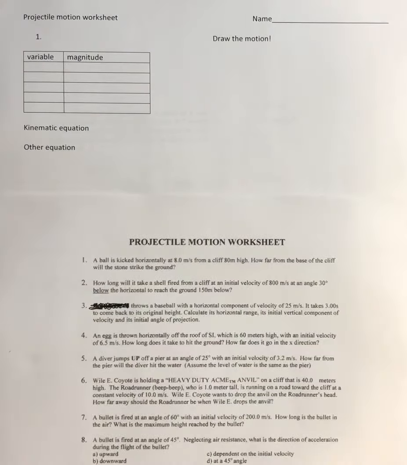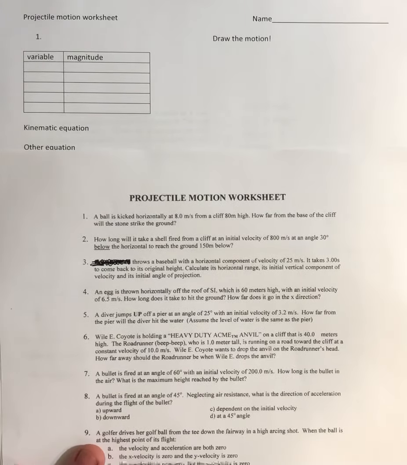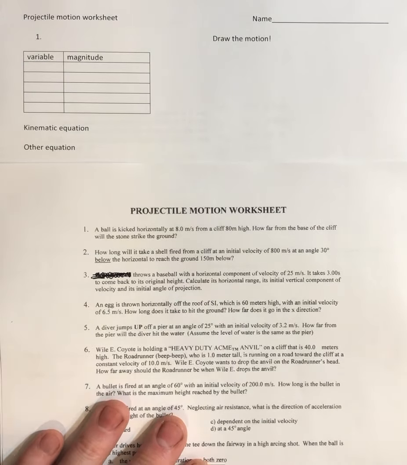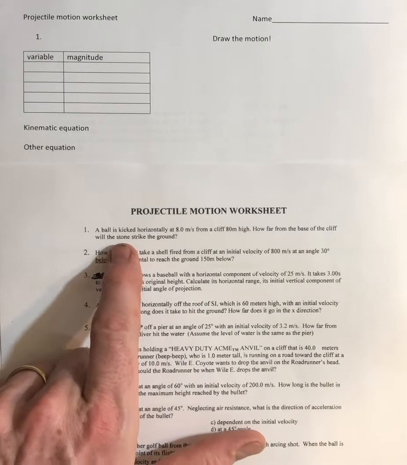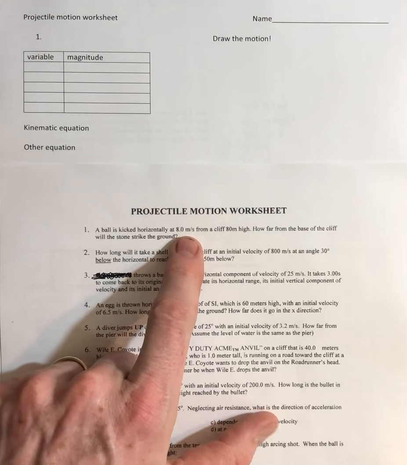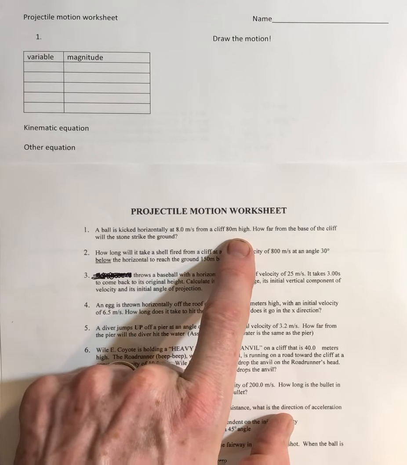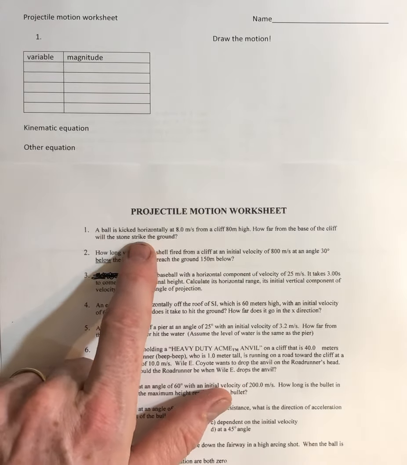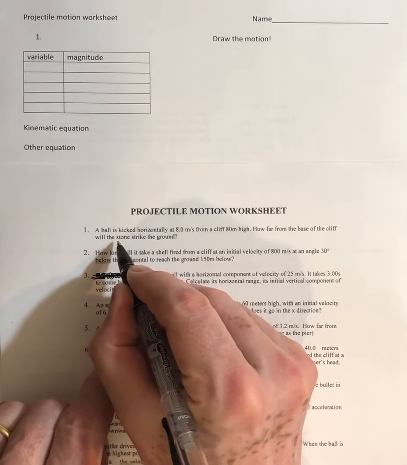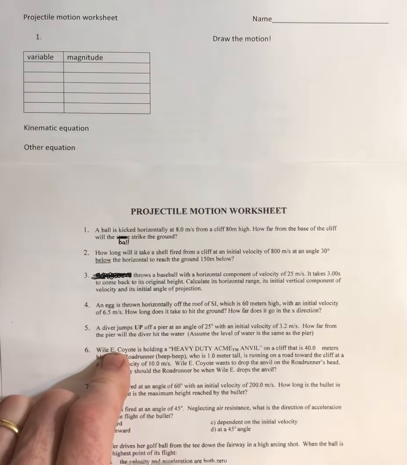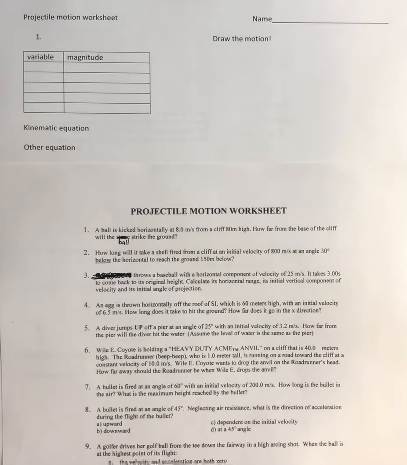So let's throw out a problem right off the bat, and we'll take a look at this and see how we solve them. We'll start with this top one. A ball is kicked horizontally at 8 meters per second from a cliff 80 meters high. How far from the base of the cliff will the stone strike the ground? I don't know how the ball turns into a stone, but we'll assume that the ball stays a ball. How's that?